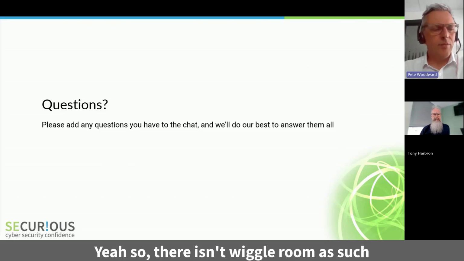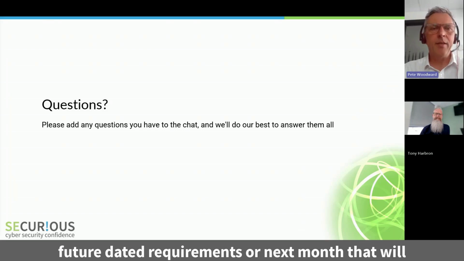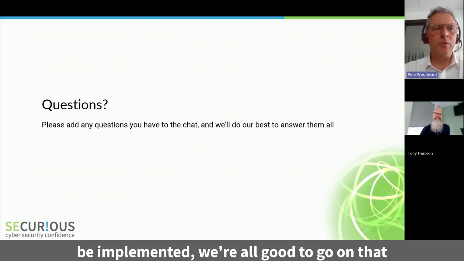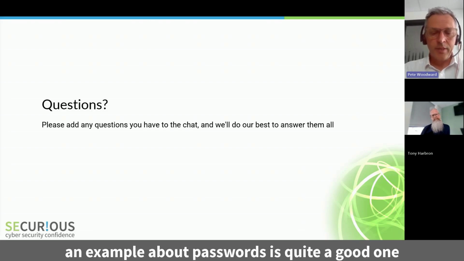Yeah, so there isn't wiggle room as such. We can't assess an organisation and then put future dated requirements, you know, that next month will be implemented, so we're all good to go on that. We can't do that. So I guess the wiggle room, and the example about passwords is quite a good one.